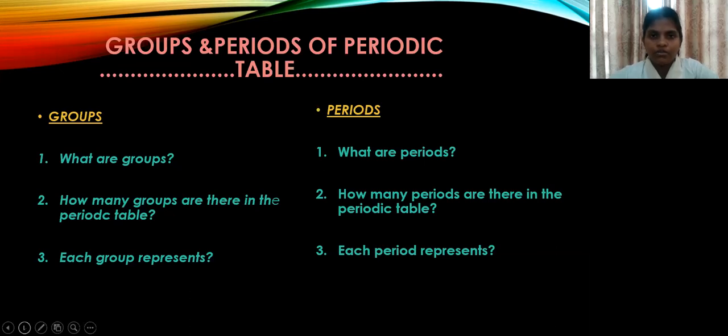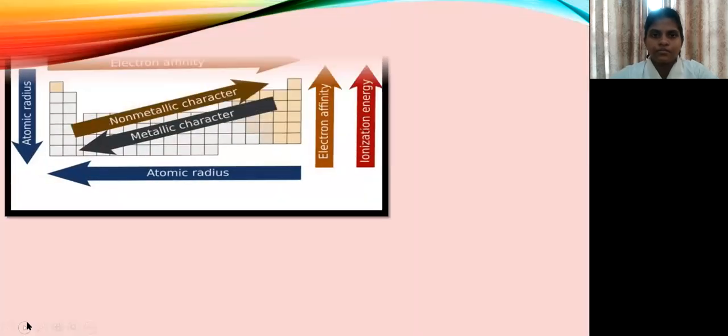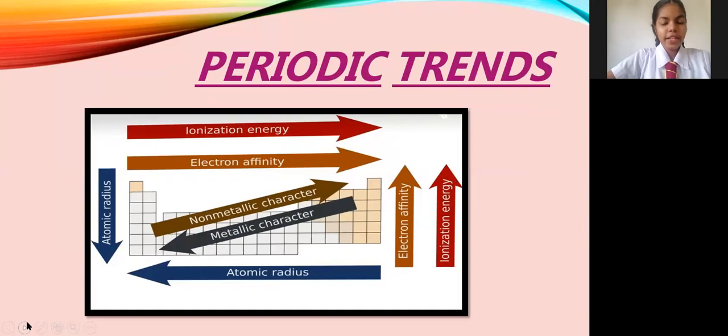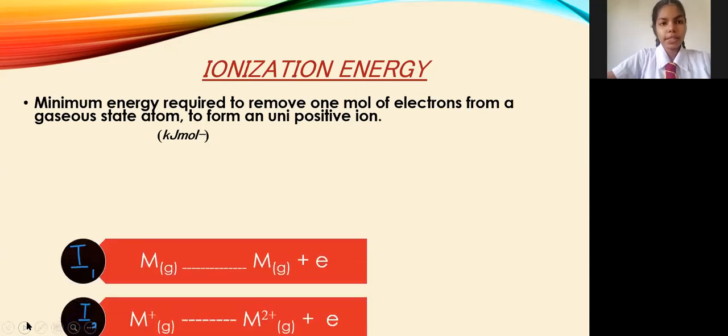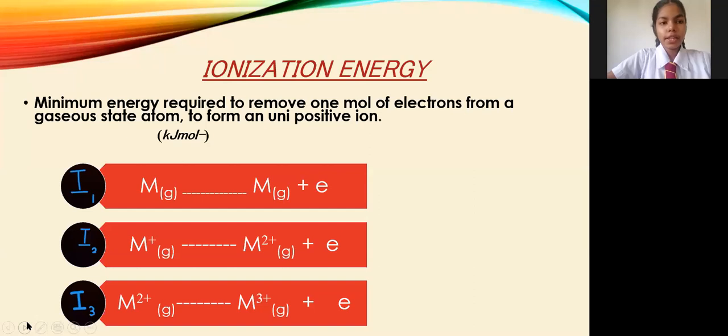Now, I would like to invite Upani to talk about periodic trends. Yes, thank you, Minuli. First we would describe an important periodic trend which is called ionization energy. First ionization energy means the minimum energy required to remove 1 mole of electrons from a gaseous state atom to form a unipositive ion. The given three equations show how first, second, and third ionization energy happen.